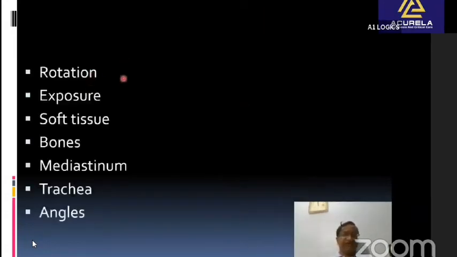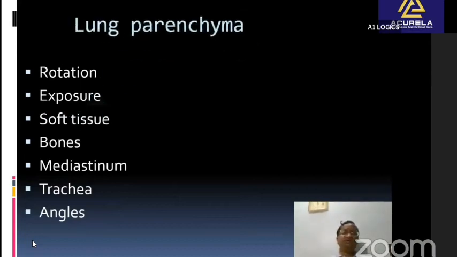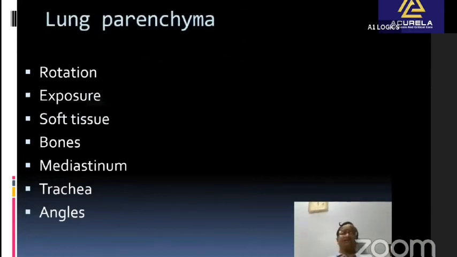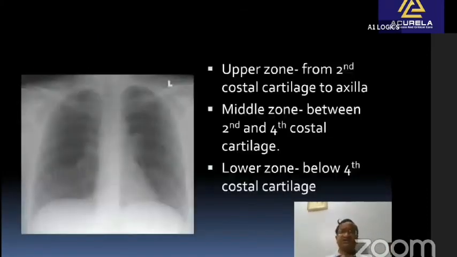Now we know rotation, exposure, soft tissue, bones, mediastinum, trachea, angles. Then we will go to the lung parenchyma. This is the time we should go to the lungs. It is not that immediately we see pneumonia on the left side, pleural effusion on the left side, nothing like that. You should see rotation, exposure, soft tissue, bones, mediastinum, trachea, angles.